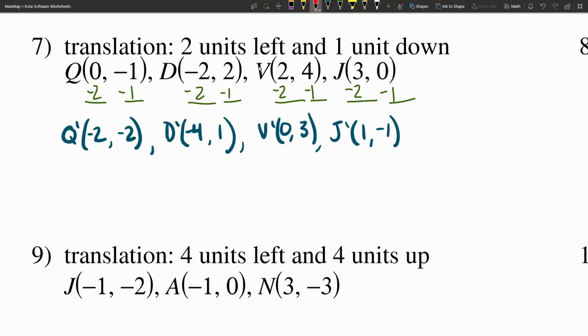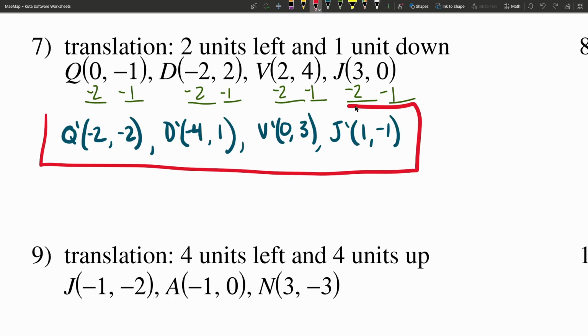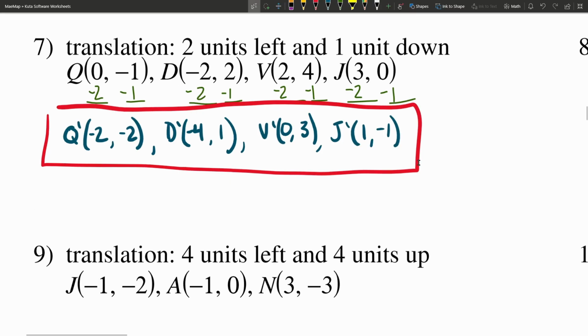So here are my new coordinates of my translated figure, moving 2 units left and 1 unit down. Q prime is -2, -2. D prime is -4, 1. V prime is 0, 3. And J prime is 1, -1. Let's do the same in number 8.